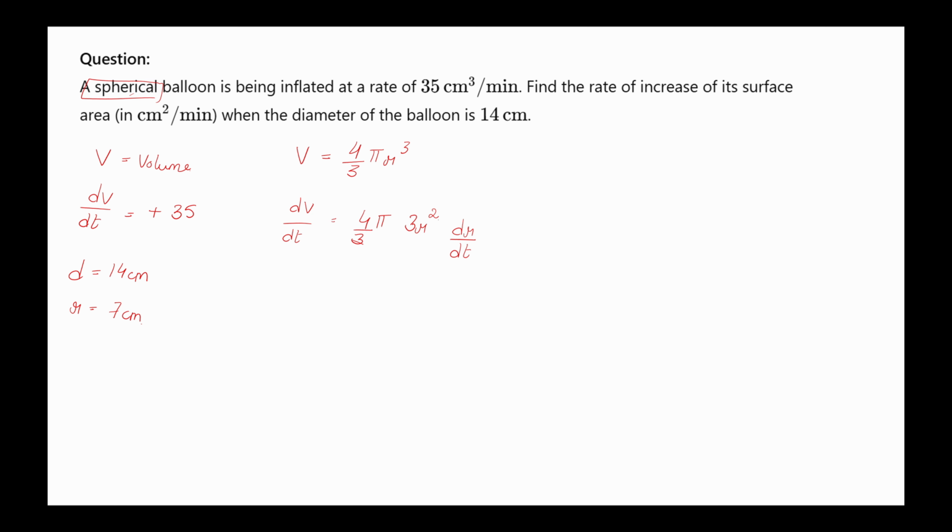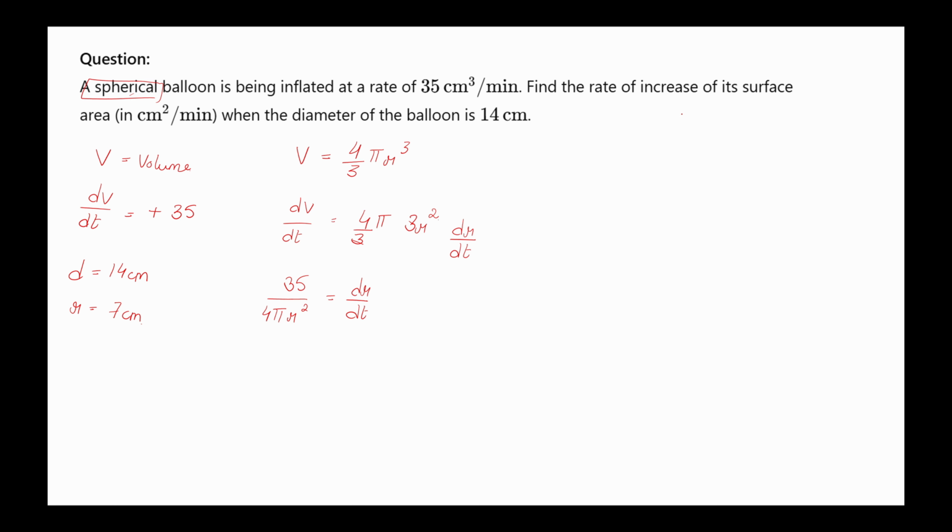So from here 3 and 3 gets cancelled out, and if I put dv by dt as 35, we are going to get 35 by 4 pi r square. This is my dr by dt. So I've gotten my value of dr by dt.